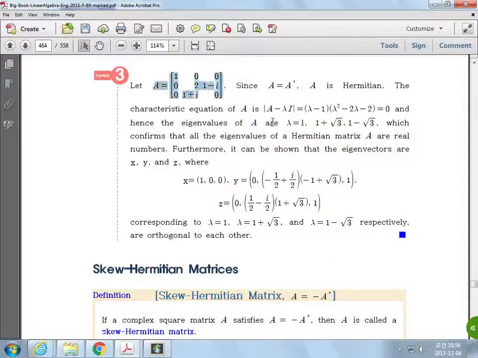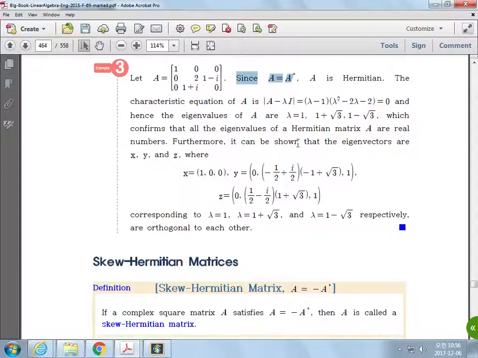Okay, this matrix is equal to A star. Here we find the eigenvalues, and we can find the eigenvectors. As you see here, these eigenvectors are orthogonal.